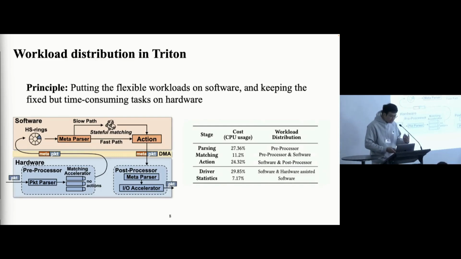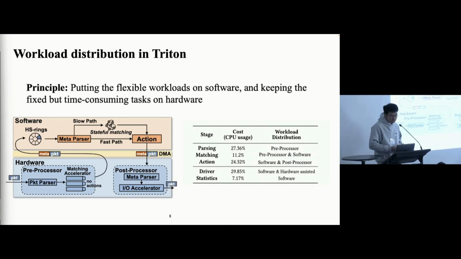So the principle is that we want the hardware to accelerate software data paths under the premise of flexibility. We divided the packet processing in AVS into 3 stages: parsing, matching, and action. And then we evaluate the CPU usage on typical traffic. For parsing, it's fixed, and there are many memory access operations. So 27% of CPU cycles can be saved by totally offloading these workloads to the hardware.